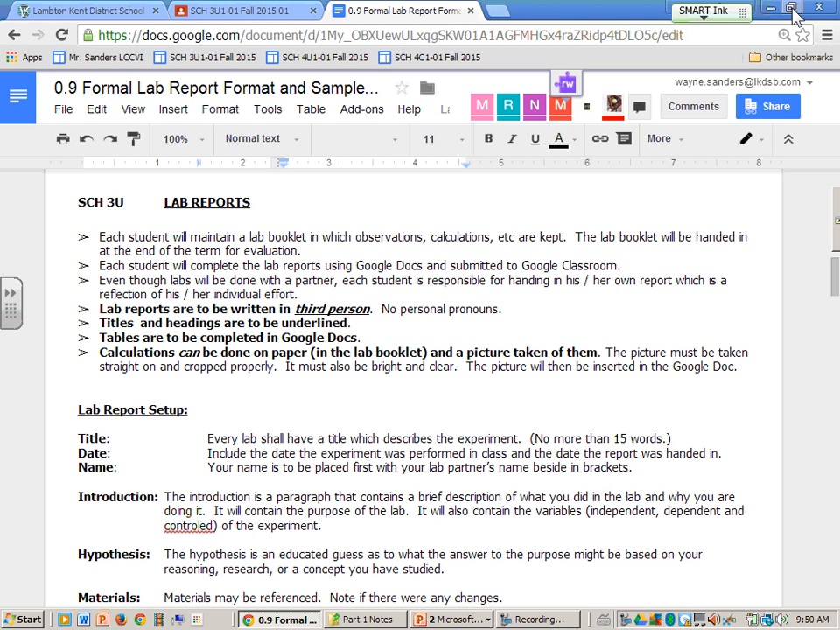Lab reports are to be written in third person, no personal pronouns. So that means there's no I and there's no we, all right? And that can be tricky. I struggled with that as a student. My English isn't very good, but that's the way it's supposed to be done. So when you're doing, say, the introduction or the hypothesis, please do not write I hypothesize, right? You can write the hypothesis, or it is hypothesized, and that would be fine. But please no personal pronouns. You will lose communication marks for that, okay?